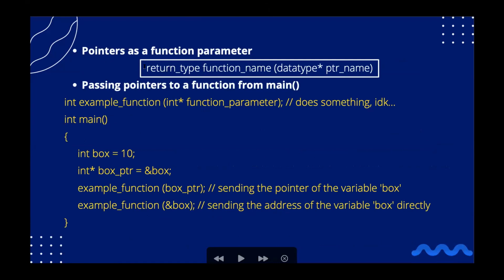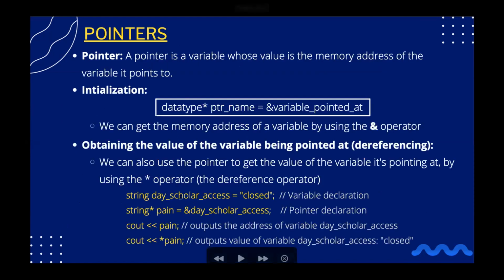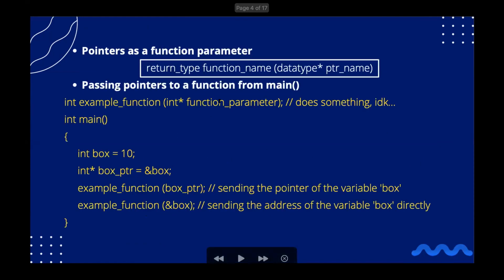If you want to see an example for this line, you can look at the code at the bottom. In it we have int as our return type for the function. The function name is example underscore function. And the pointer that we are passing as a parameter is int star function parameter. This function parameter is a pointer. If you want to use the previous example, our pointer was pain, so here instead of function parameter we could have written pain as well.